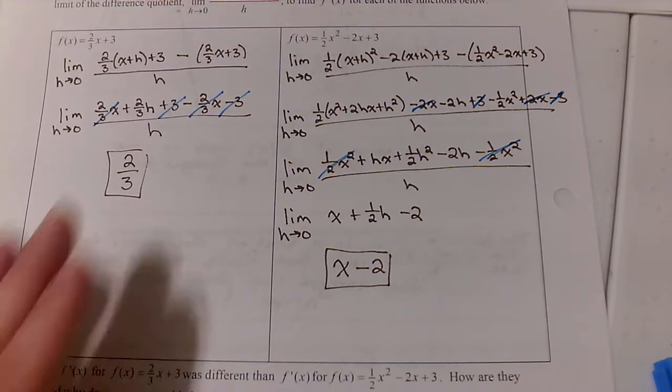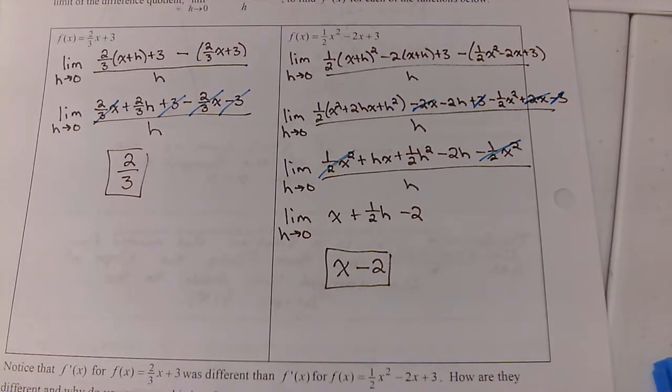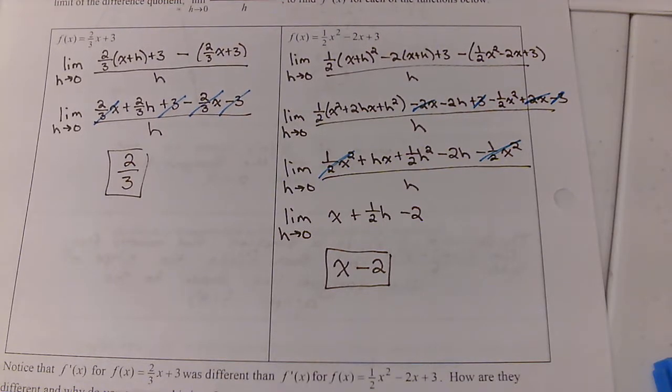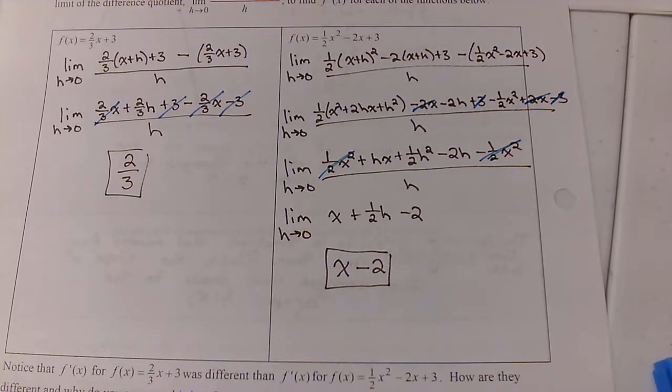Notice that these are very different. This one's constant, and this one isn't. And that's because on a parabola, as our x changes, so does the slope. So one side of the graph, you'll have positive slope, and one side you'll have negative slope. We're going to do the rest of these in class.